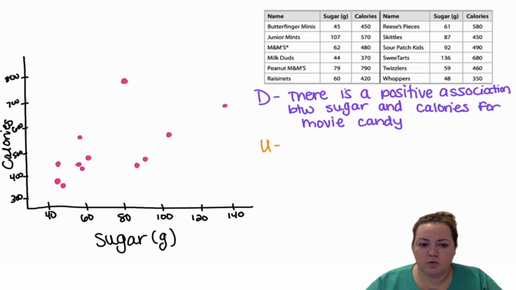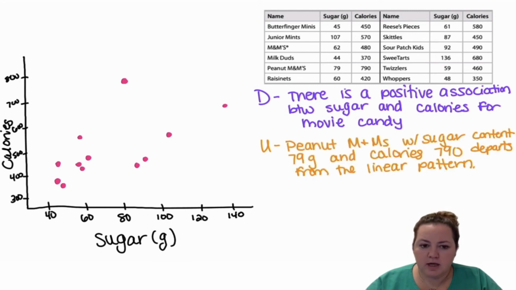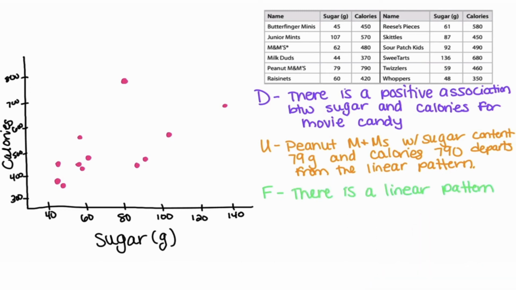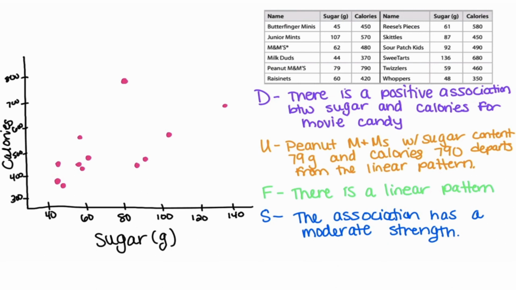U stands for unusual features. It looks like the peanut M&Ms, the one at 79, 790, is maybe a possible outlier. It doesn't really fit with that linear pattern. It departs from the linear pattern. Form, F, we will say that there's a linear pattern. There's not an obvious curve going on here. And then S stands for strength, and I would say that the association has a moderate strength.